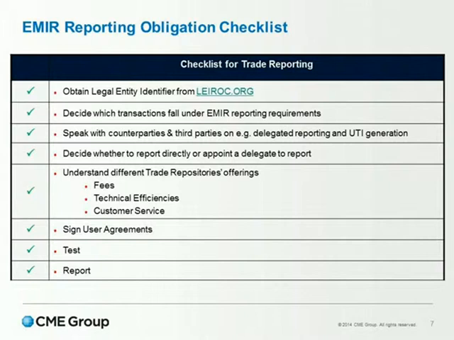Now, obviously, you'd have to go through user testing and sign up with a trade repository, or if someone else is doing it on your behalf, the delegatee will have to do that for you. The process then: get an LEI, look at the TRs that are out there if you're reporting yourself, choose a TR, go into user testing, sign a legal agreement with them, send in your test files, and when you're live, send in positions and trades. I think that whole thing can be done in a couple of days. So the longest lead time there is the LEI.